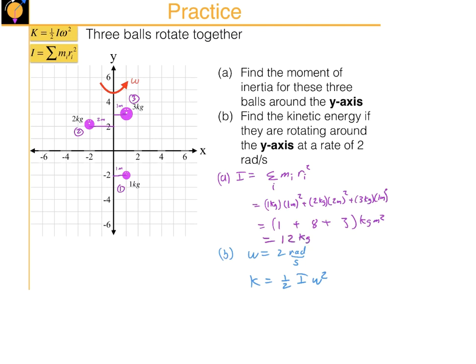12 kilogram meters squared. Okay, so we can plug in everything into here, and I get 1/2 times 12 kilograms meters squared times 2 radians per second squared. So we end up with kilograms meters squared per second squared, which when you work it out is joules. We can ignore the radians when we're combining it with other units. And so when we plug in everything, we end up with 24 joules of energy. So that's how much energy it would take to get these things rotating at 2 radians per second.